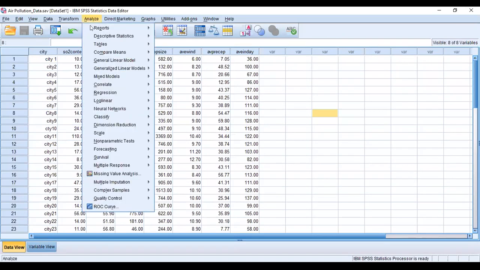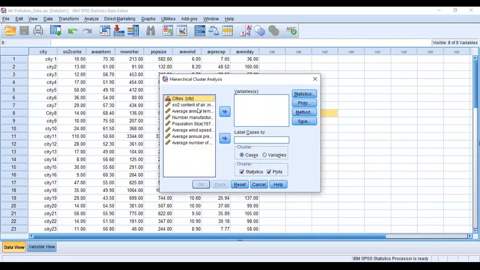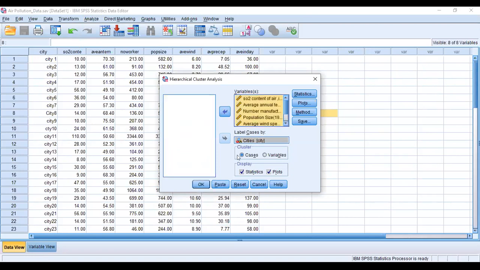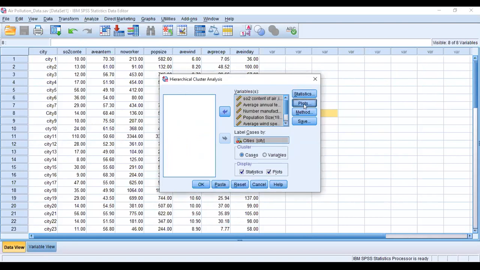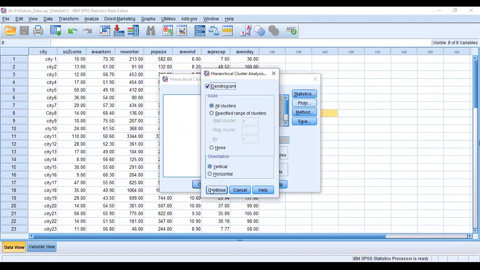So I say classify, then I say hierarchical. K-means I can also do, but I'll do hierarchical. I take city as my label class. Then I take these independent variables. Then I say statistics: proximity matrix, continue, then plots, dendrogram. Vertical I can take, horizontal also I can take. I'll take horizontal.